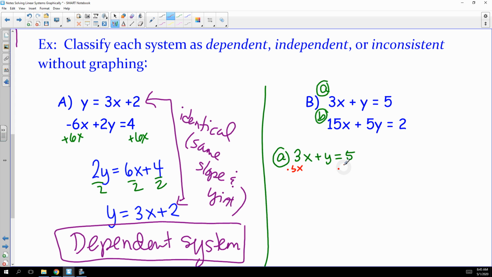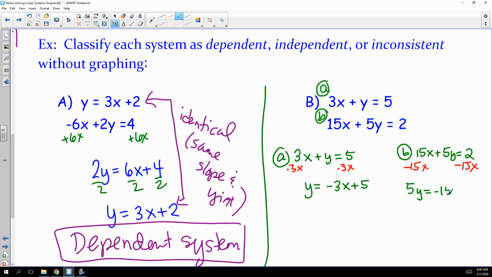So I'm going to subtract 3x, subtract 3x. We're going to get y equals negative 3x plus 5. And we're finished with that one. Now let's take a look at this other one here. For this equation b, we have 15x plus 5y equals 2. If we subtract 15x from both sides, then we end up with 5y equals negative 15x plus 2. Divide every single term by 5, and we get y equals negative 3x plus 2/5.